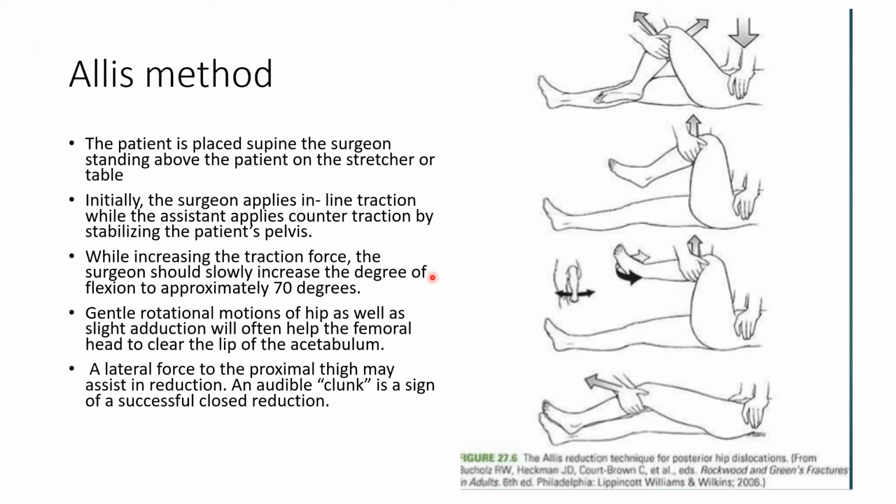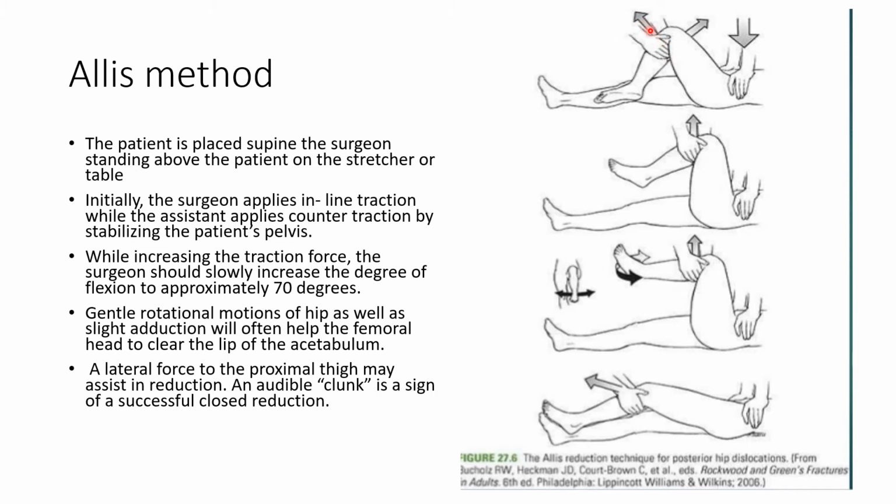So first, coming on to the Alice method. As you can see, the patient is lying supine on the table. An assistant stabilizes the pelvis by applying pressure on both the anterior superior iliac spines. Traction is applied in the line of the deformity.